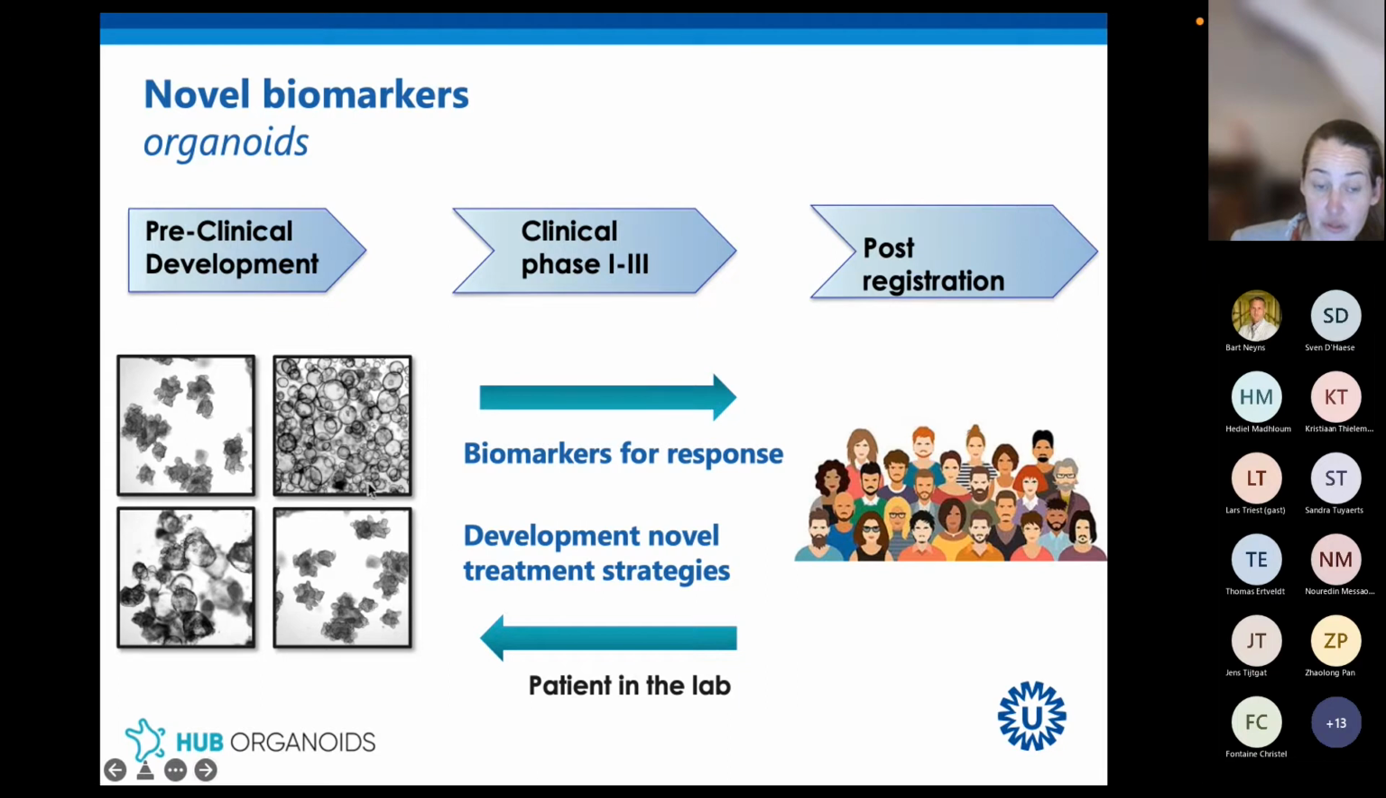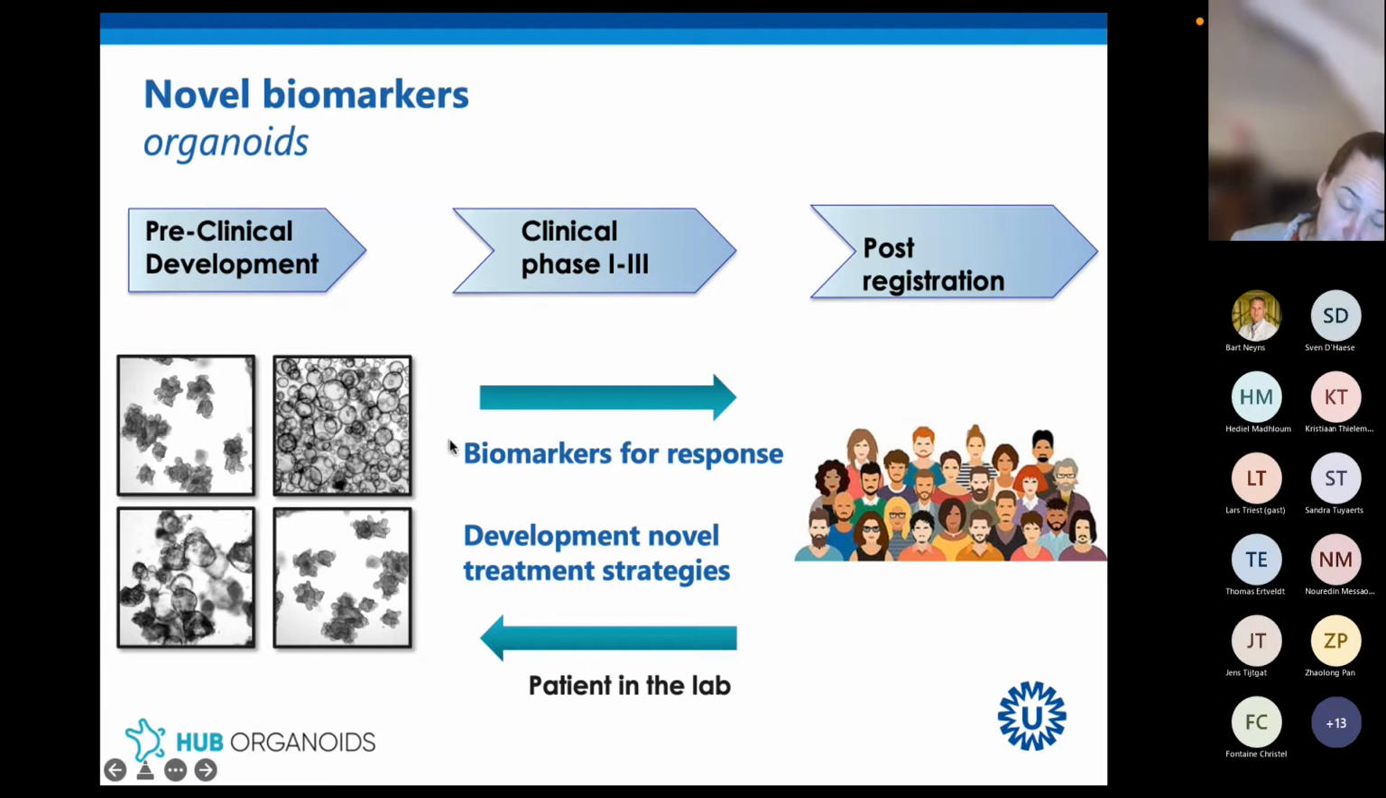You can use them to mimic the patient in the lab. So that means you can use them as a biomarker for response, because you can test the same treatments you want to treat the patient with in the lab up front. You can determine the response on the organoid, and then it might be used to guide treatment in patients.